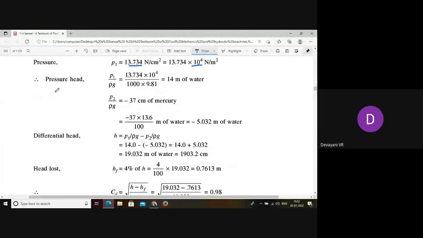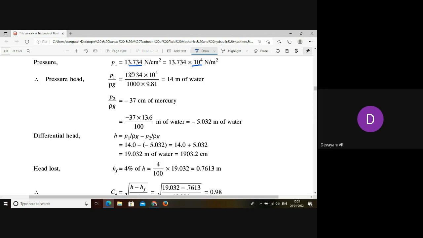Then let's calculate the pressure head at section 1, that is P1 by rho g. So pressure is P1 and pressure head is P1 by rho g. That's what we learned from the Bernoulli's equation. You know that, right? So from the Bernoulli's equation, pressure head P1 by rho g, velocity head V1 square by 2g, and datum head Z, as you know. So to convert the pressure into pressure head, we can use the formula P1 by rho g. So simply we are going to divide the pressure value with density and the acceleration due to gravity.